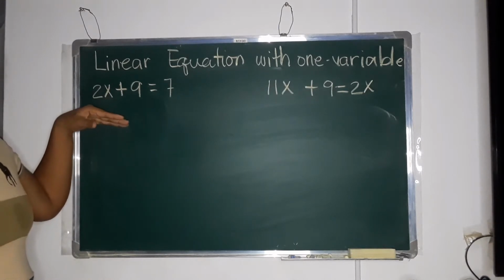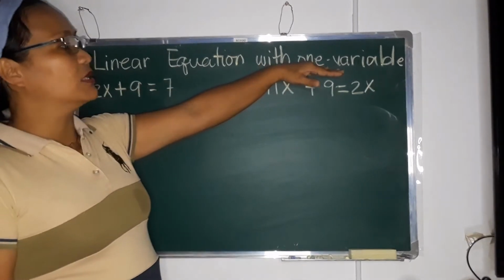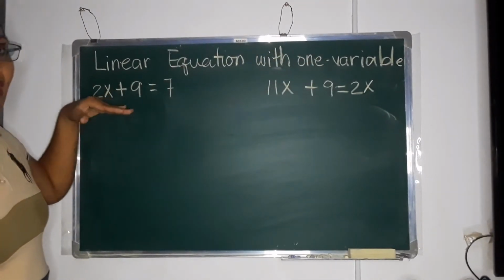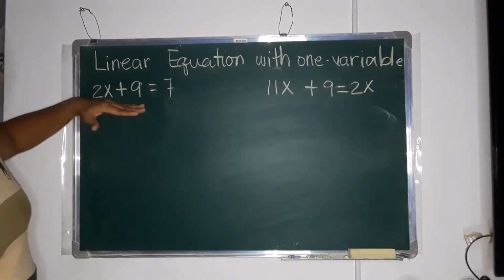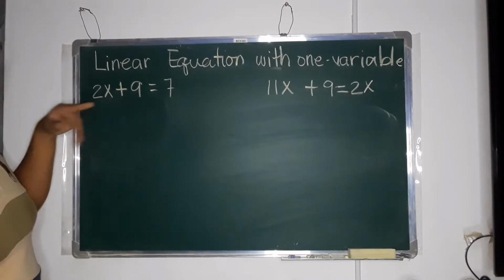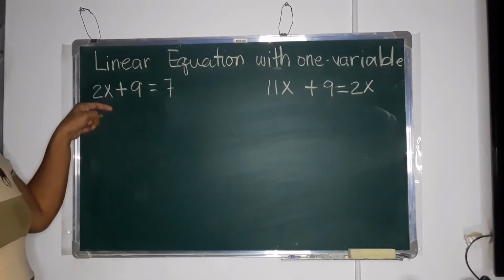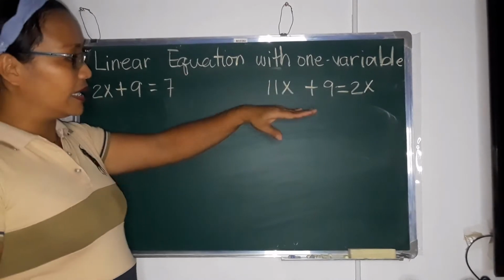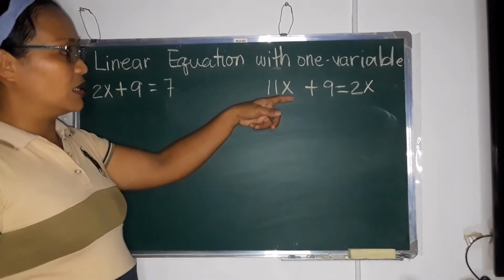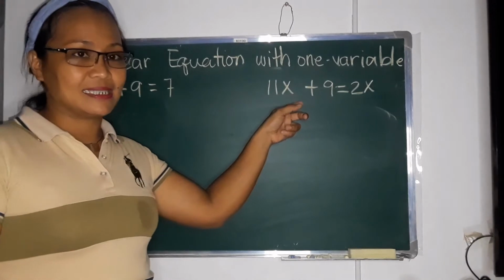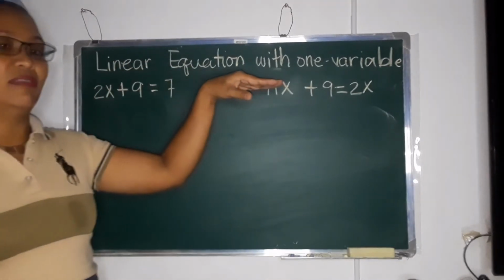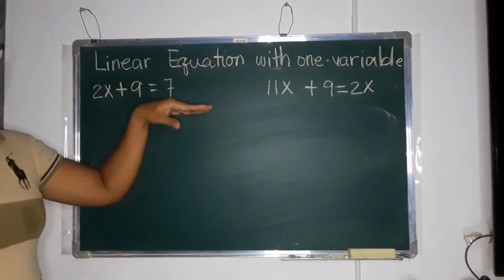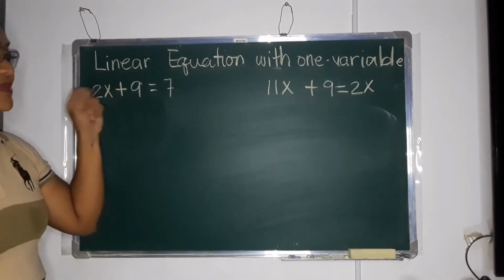So when we say one variable, the variable that is given in our equation is only one. So if you notice in example number 1, 2x plus 9 is equal to 7. We have only one variable, which is x. The same with example number 2, we have only one variable, which is x. That's why we call it linear equation with one variable. Linear because when we graph it, we can form a line.